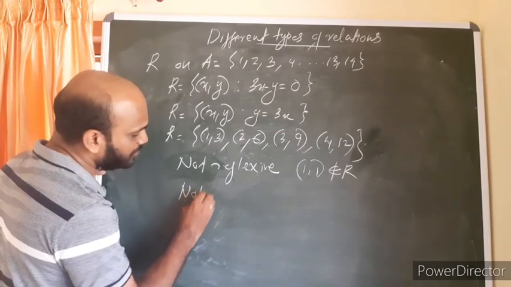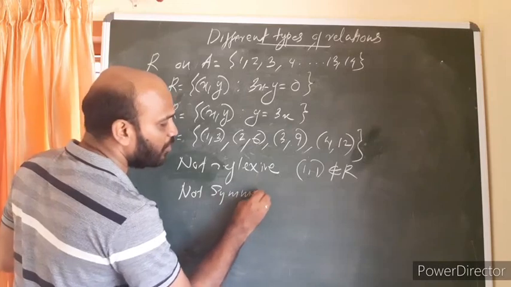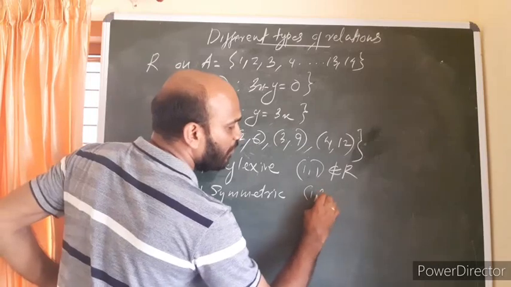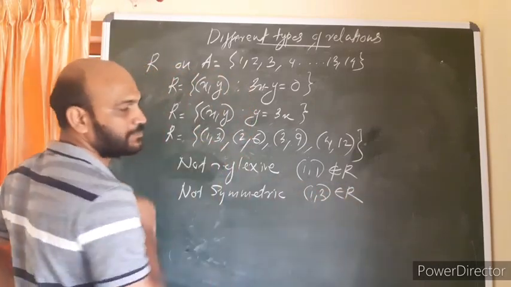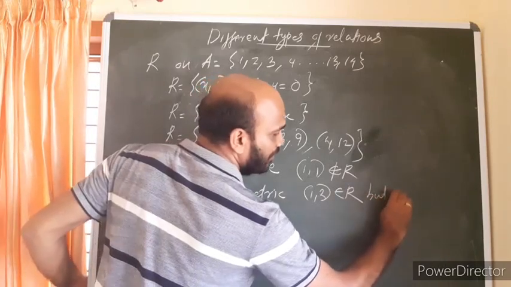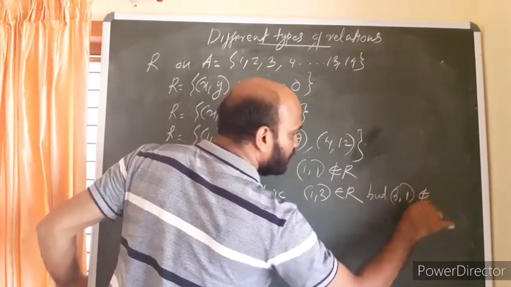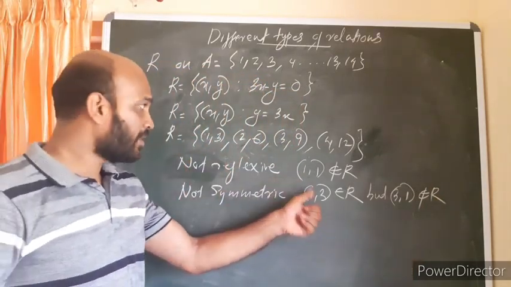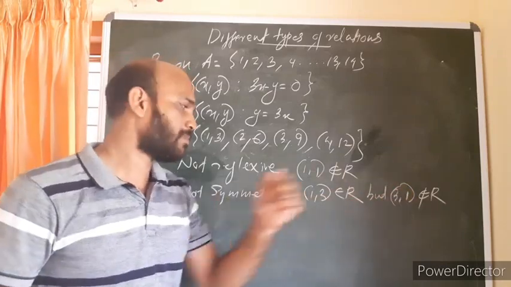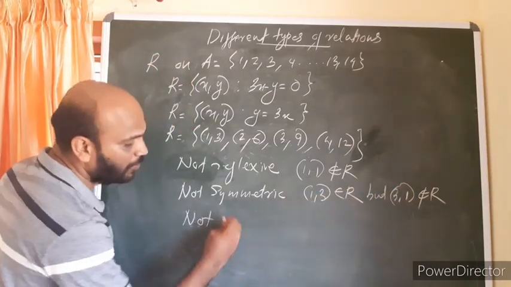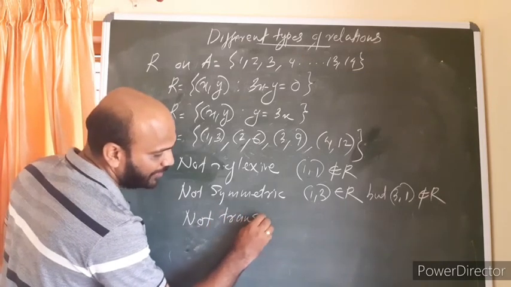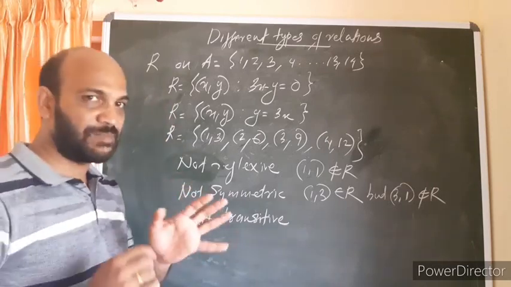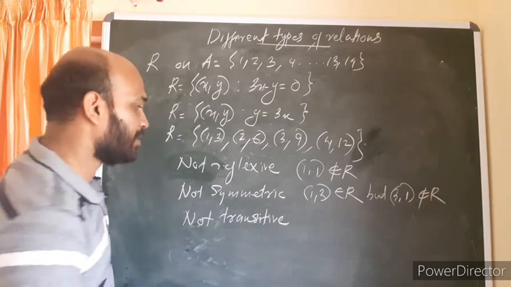It is not symmetric. Reason: (1,3) belongs to R, right? But (3,1) does not belong to R. Symmetry means if (a,b) is there, (b,a) should be there. In this case, (1,3) belongs to R, but (3,1) does not. So it is not symmetric. Not transitive: for showing it is not transitive, you have to find one example. (a,b) belongs to R, (b,c) belongs to R, but (a,c) does not. So (1,3).